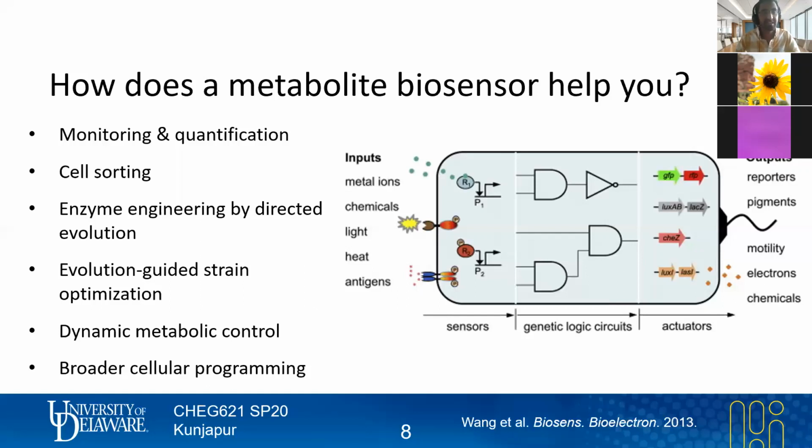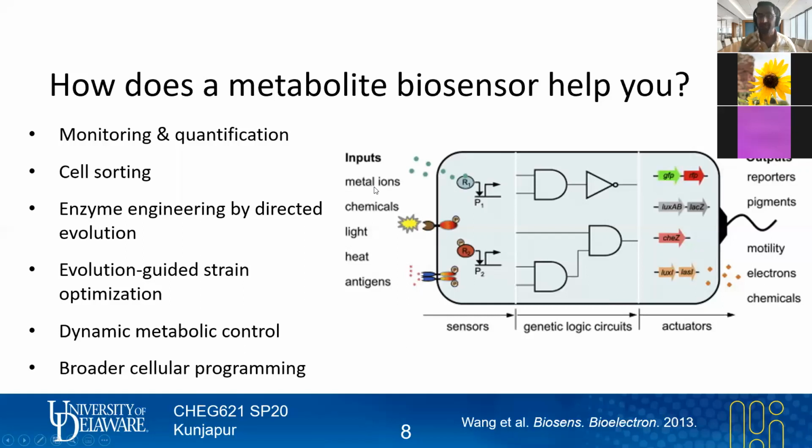You can extend these concepts beyond a particular enzyme. You can do what's called here evolution-guided strain optimization, and we'll talk a little bit more about that when we get to genome engineering tools and applications that will time nicely with that. You can do dynamic metabolic control, which I'm going to talk about soon, and broader cellular programming. And so this illustration is nice at showing that you can think of biosensors all under a similar framework. There are different inputs.